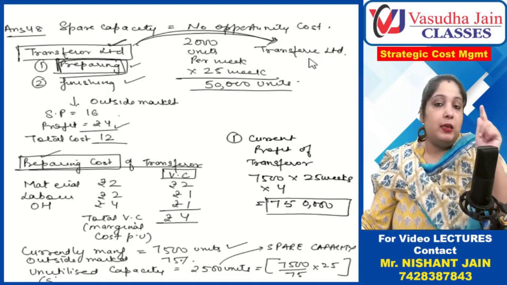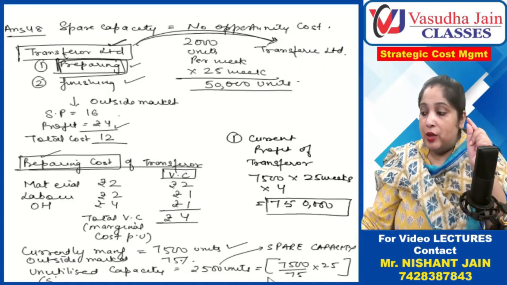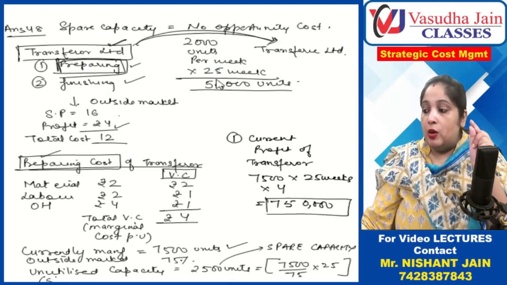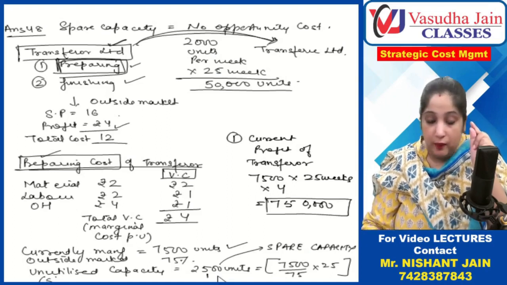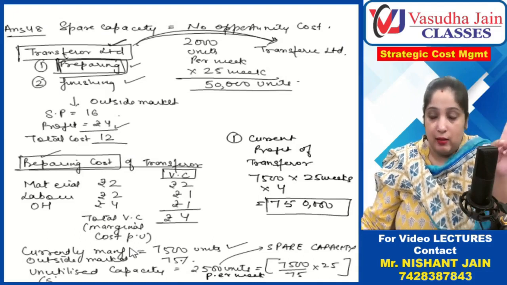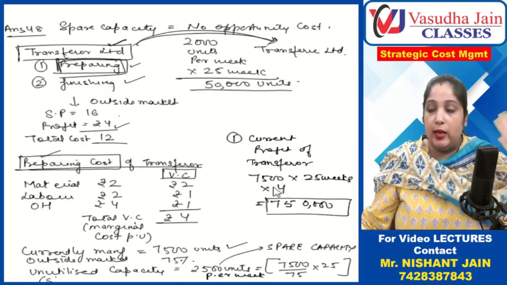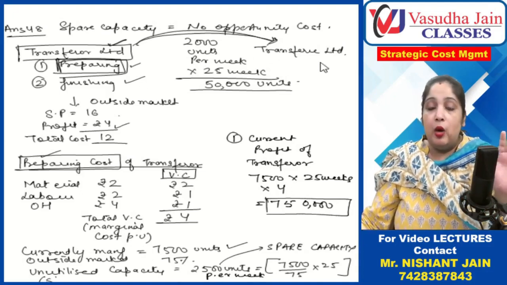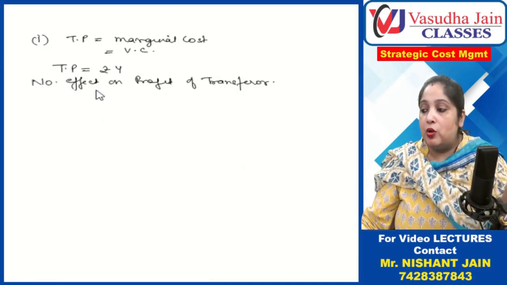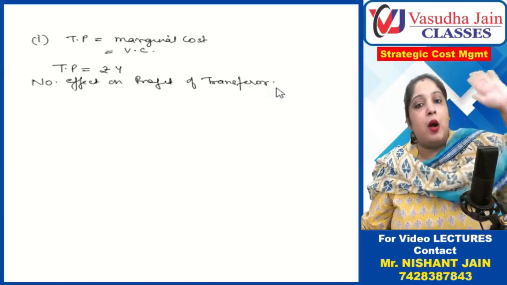So my dear students, please pinpoint these points. First, you are manufacturing from the spare capacity to supply to Transferee Limited 2,000 units per week. You have 2,500 units spare capacity per week, so you can easily supply. You do not have to disturb your outside market sale. That will not be affected. You will be still earning 7,50,000 rupees profit from the outside market. From Transferee Limited you are not going to earn anything because you are selling them at 4 rupees, which is your variable cost. So there will be no effect on the profit of Transferee Limited. It will still continue to earn 7,50,000 from outside market.